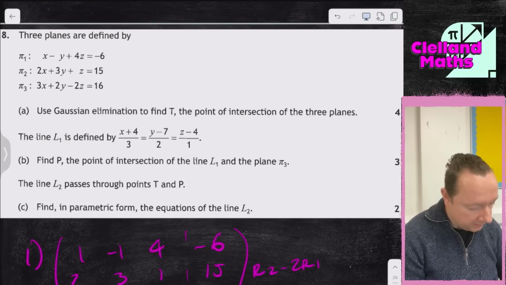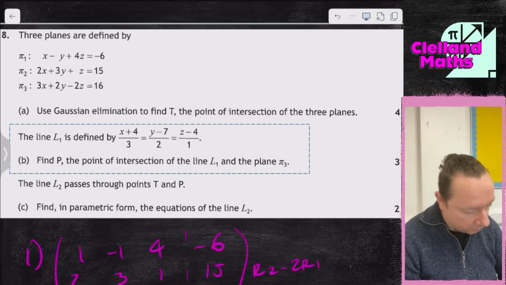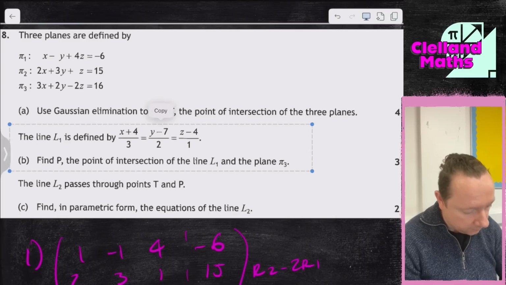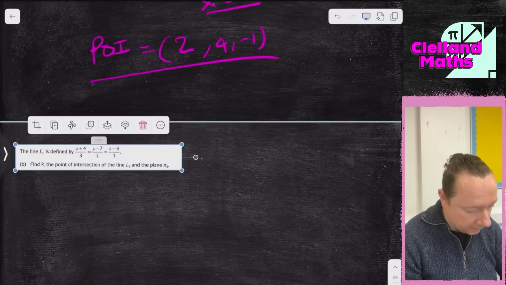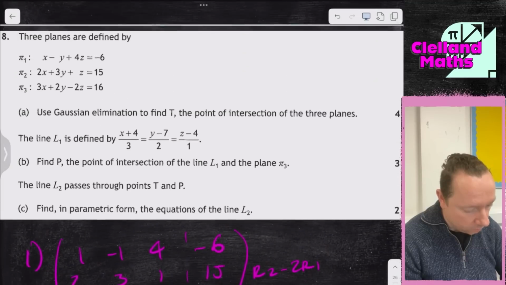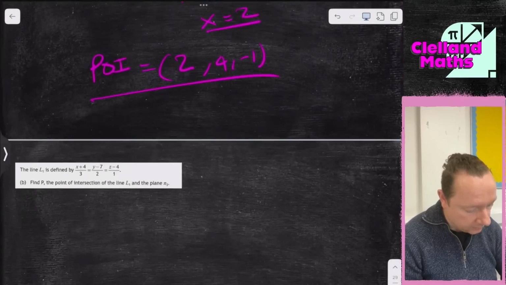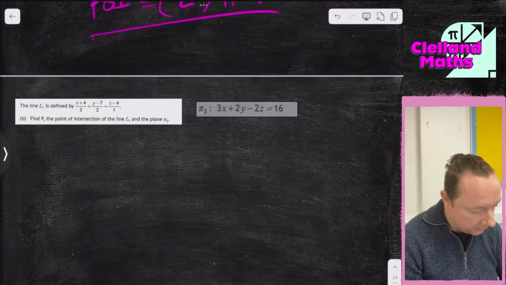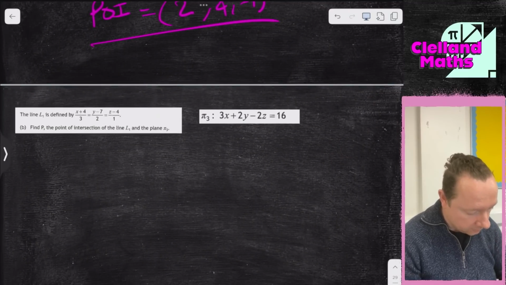And we're done there. Part B says there's a line and find the point of intersection with a line with plane P, pi 3. So there it is there, and I'll copy down what pi 3 was. And we want the point of intersection between these things. So for part B, we can just use parametric equations.